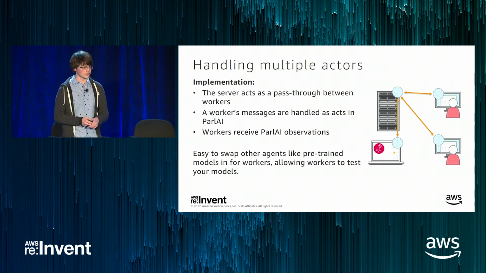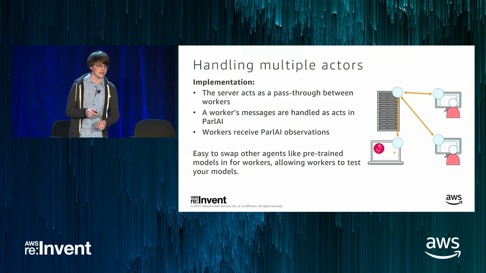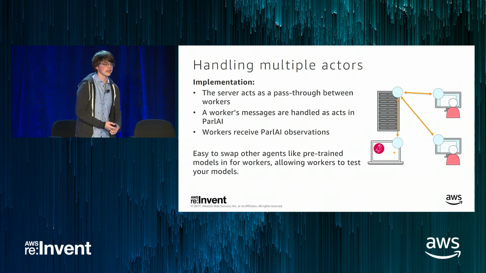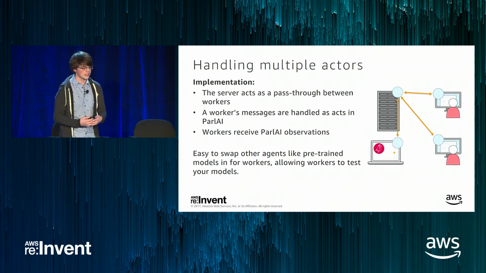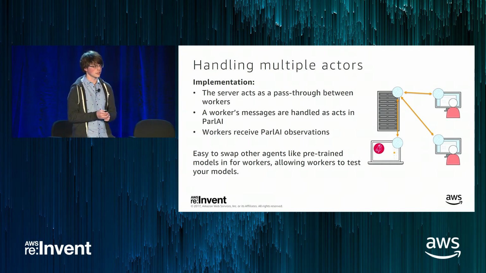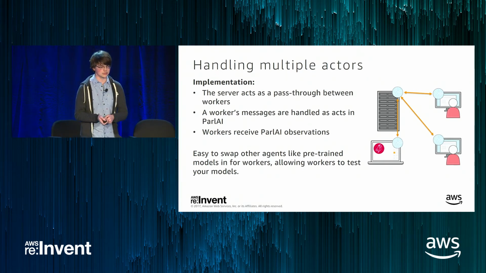So in order to do that, we have the server act as a pass-through between the workers. And the workers' messages are handled as acts in Parlay, which are what I referred to before within a world. If an agent is required to act, it happens within the Parlay world, but the worker is able to actually lead that action. And then when the Parlay world tells a worker or an agent to observe, the Mechanical Turk agent receives that message. So one thing that's really useful about having this paradigm where it's still within the world is that it's very easy to swap out a Mechanical Turk agent for a pre-trained model, which means once you've set up your task for data collection initially, you can use the same task for testing your models and seeing people's responses, seeing how the workers feel they are doing, or any sort of model evaluation you might need.